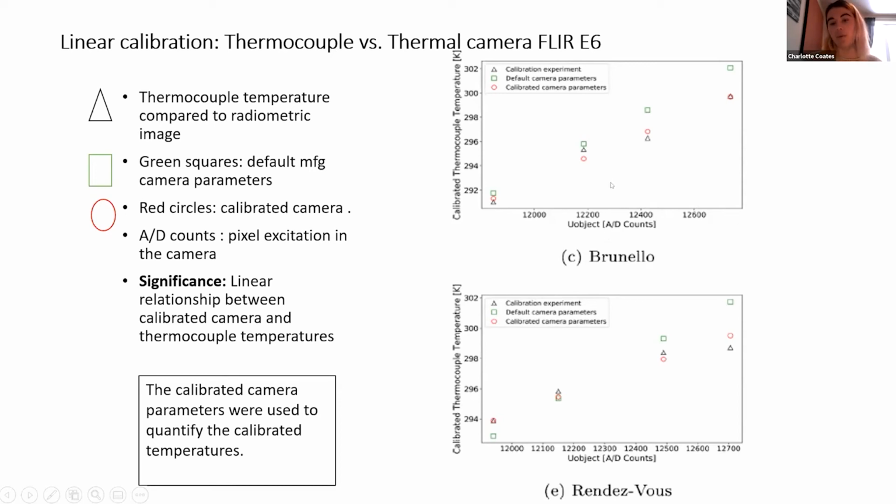We have shown the results for the Brunello and the Rendezvous flower, but we have repeated these for all of the different flowers. I just didn't want to bore you with all of them, but they show the same trend. The significance of our results is that this linear relationship exists between the calibrated camera and the thermocouple temperatures more closely than with the default camera settings. Basically, researchers can use this method to improve the accuracy of their results.